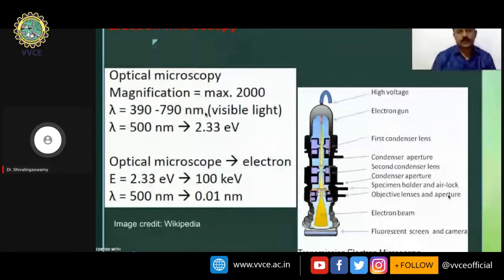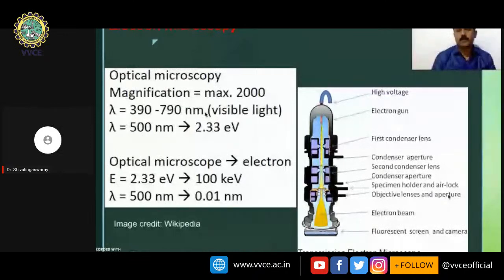But around 1924, Louis de Broglie gave an important theory. He said even material particles like protons, neutrons, electrons do have wave character. There is a wavelength associated with that, and that wavelength is lambda equal to h by mv, or that is equal to h by p.